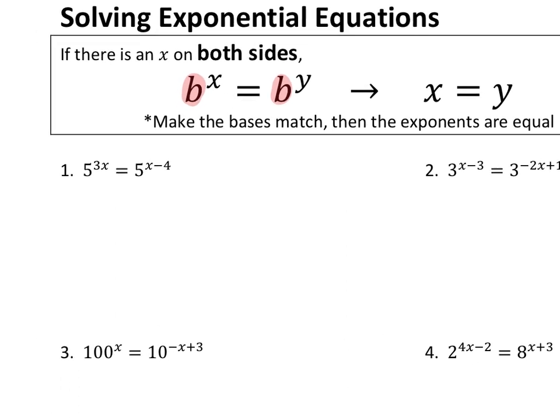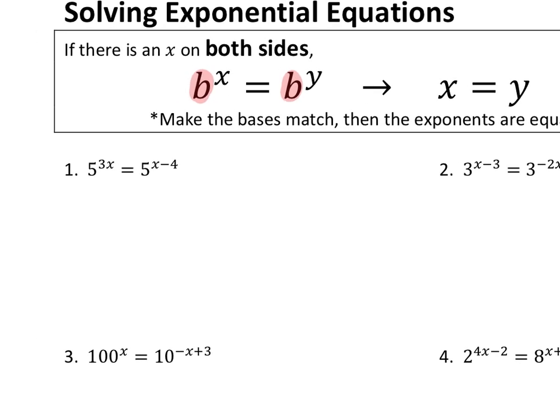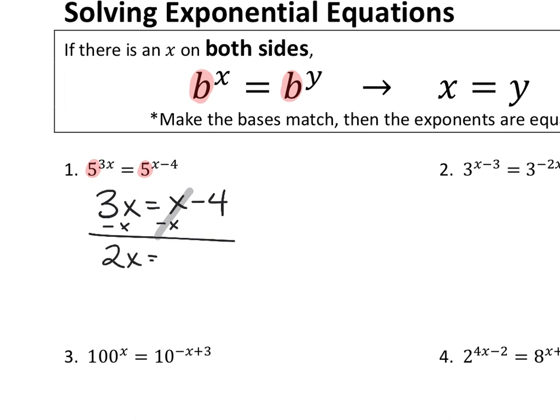So if you look at this first example, notice that there's an x on both sides, but look at these bases. Aren't they both 5? Which really means all we have to do is solve the following: 3x equal to x minus 4. We just make the exponents equal to each other since the bases are equal to each other. Well, that's a good old-fashioned solving equations. To do this, we're going to subtract x from both sides so that this x goes away. We would then have 2x equal to negative 4. And I'm just using my good old-fashioned solving skills.